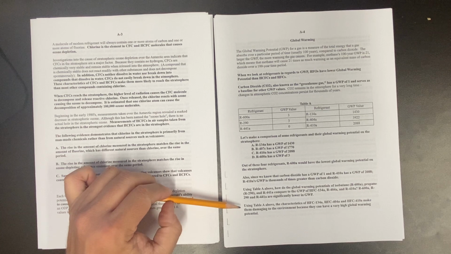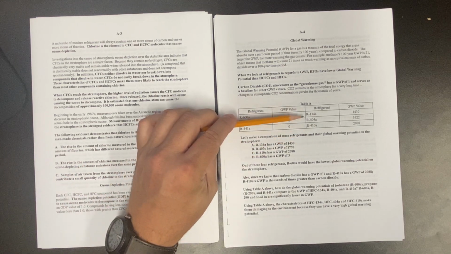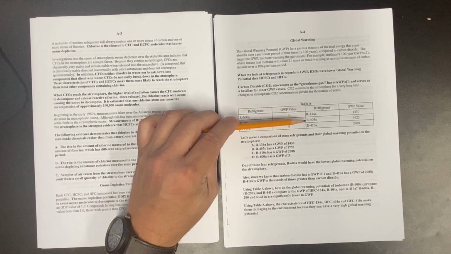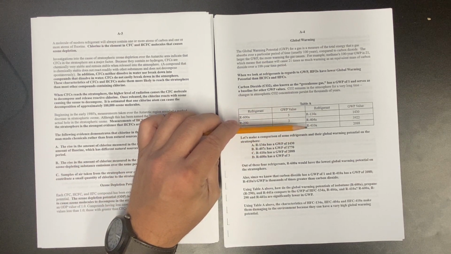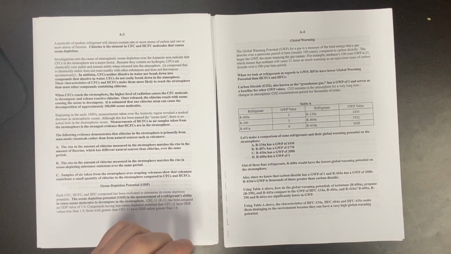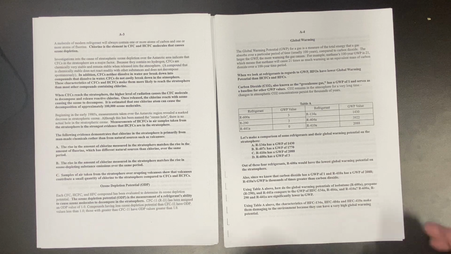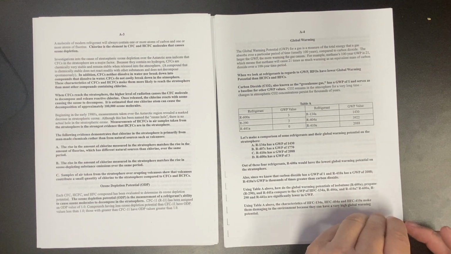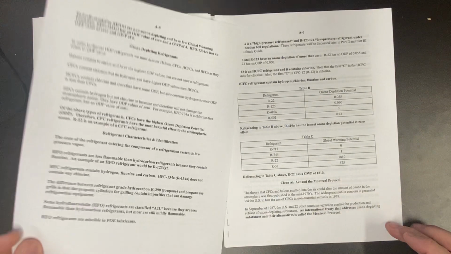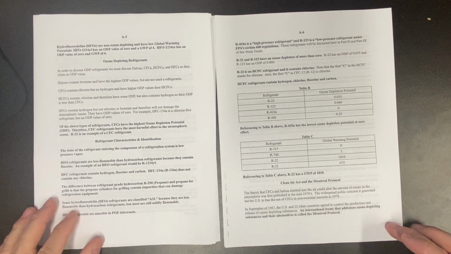So using table A above, the characteristics of HFC 134A, HFC 404A, and HFC 410A make them damaging to the environment because they can have a very high global warming potential. Page A5.